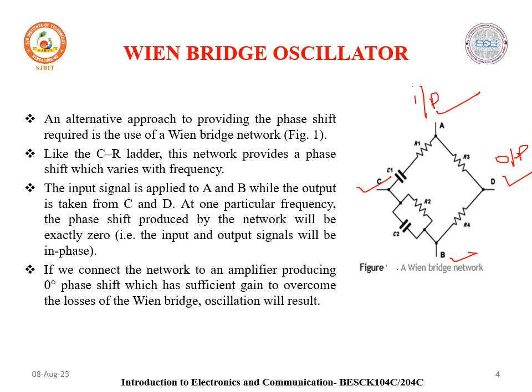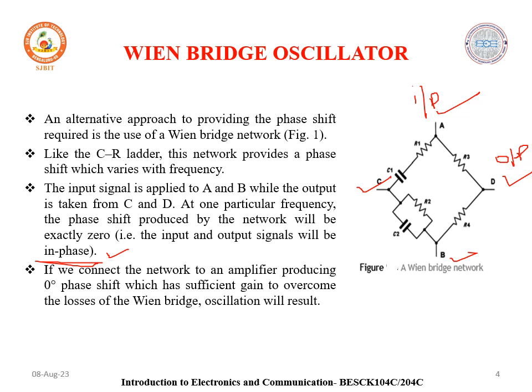The phase shift produced by this network will be exactly 0. That is, the input and output signals will be in phase. When we consider that a phase shift is produced, we can consider it as an out of phase signal, since here the output is produced from the Wein bridge oscillator. The phase shift produced from this network will be exactly 0. So if we connect the network to an amplifier producing a 0-degree phase shift, which has sufficient gain to overcome the losses of the Wein bridge oscillator, Wein bridge oscillation will result.